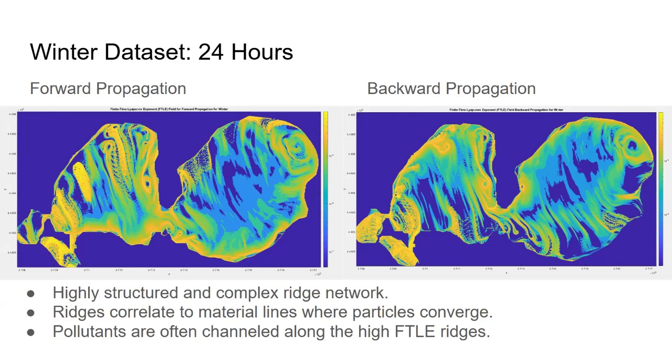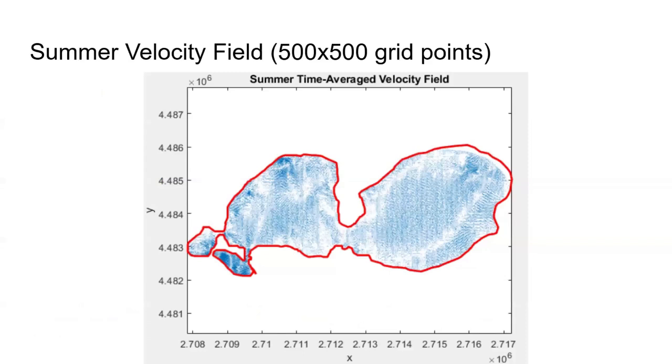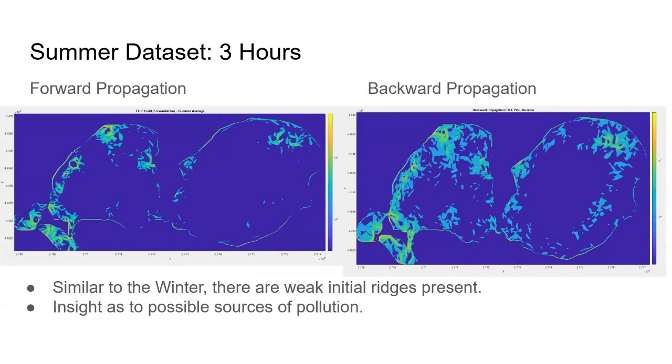Now moving on to the summer velocity field, 500 by 500 grid points as well. All of the velocity fields would be 500 by 500 since this is the optimum balance of computational time and detail. Again, we're starting with 3 hours with the forward and backward propagation. Similar to winter, there are weak initial ridges present, giving insight into possible sources of pollution as well.